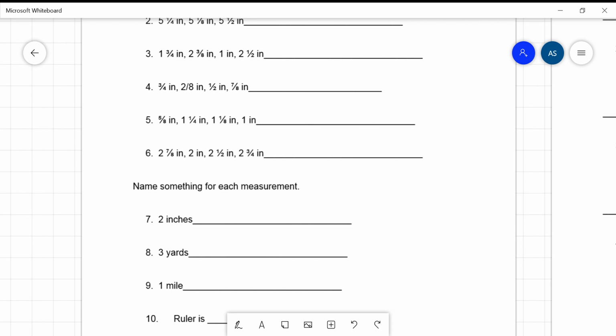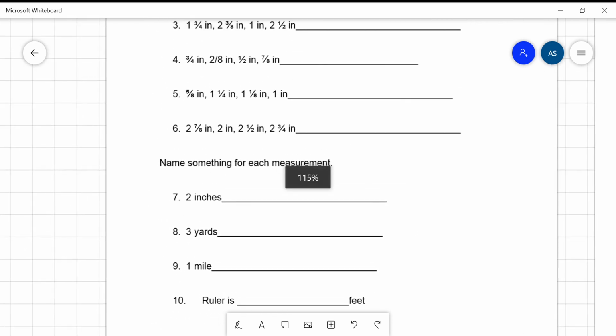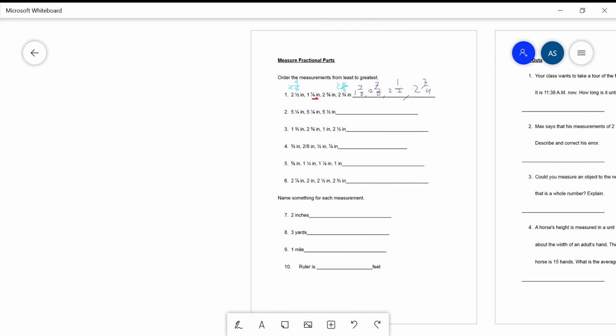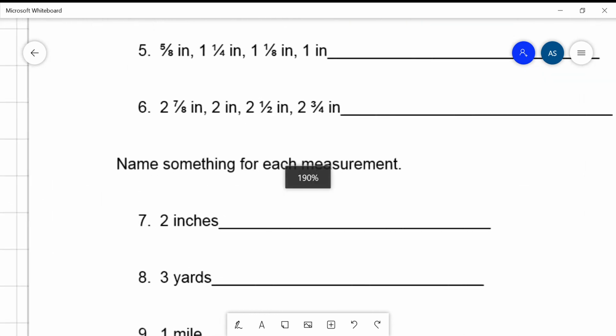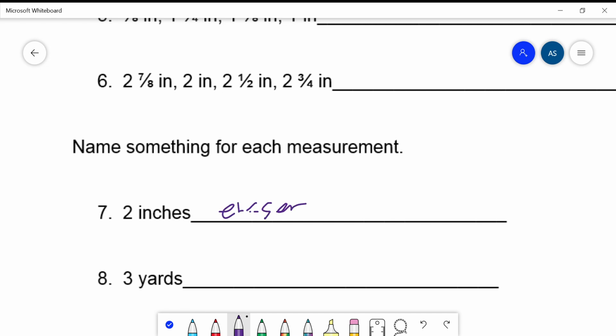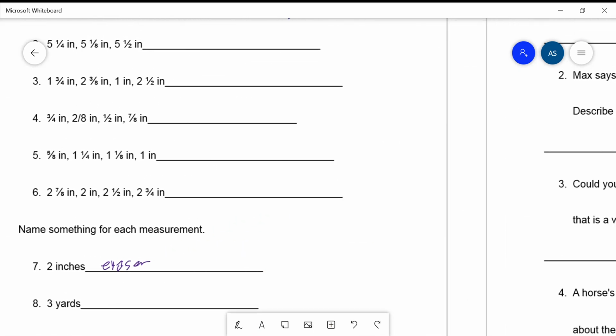And going down to number 7, it just gives us the measurement 2 inches. And so I believe they want us to write anything that is only 2 inches. So like maybe an eraser, right? An eraser is about 2 inches. So then that'll be that.